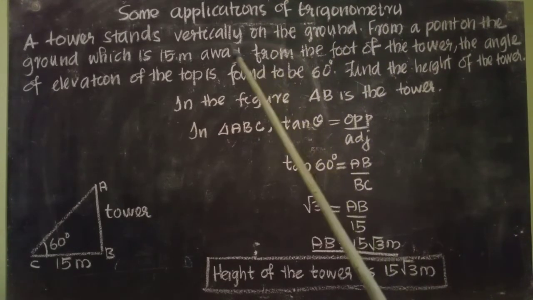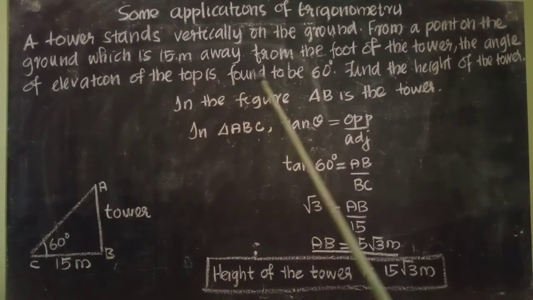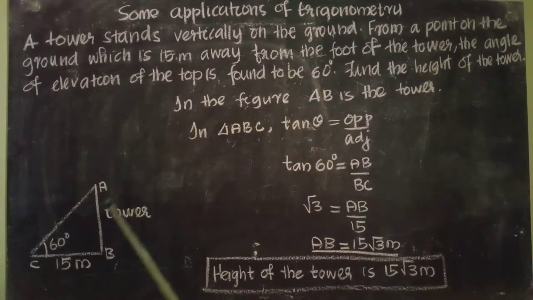So, based on this information, I have drawn the figure here. Here AB is the tower. From the foot of the tower, 15 meters away, a person is here. He is looking to the top of the tower at an angle of elevation of 60 degree. So question is, find the height of the tower.